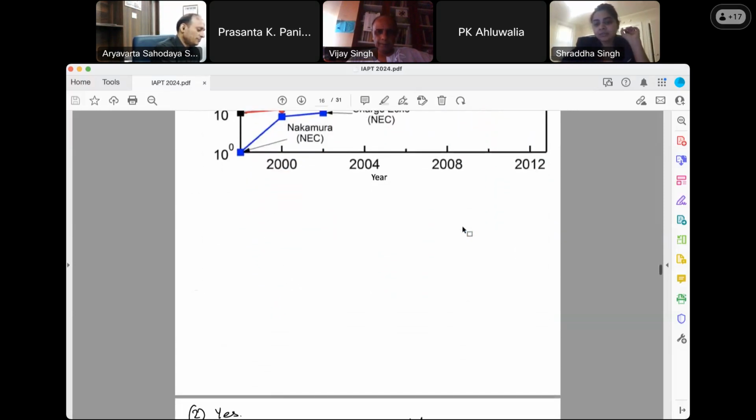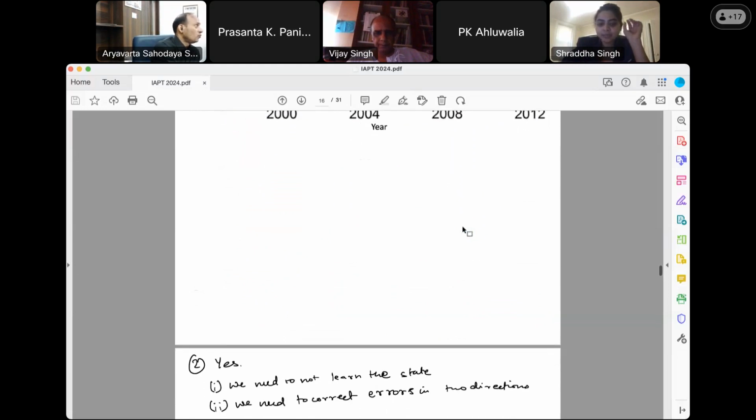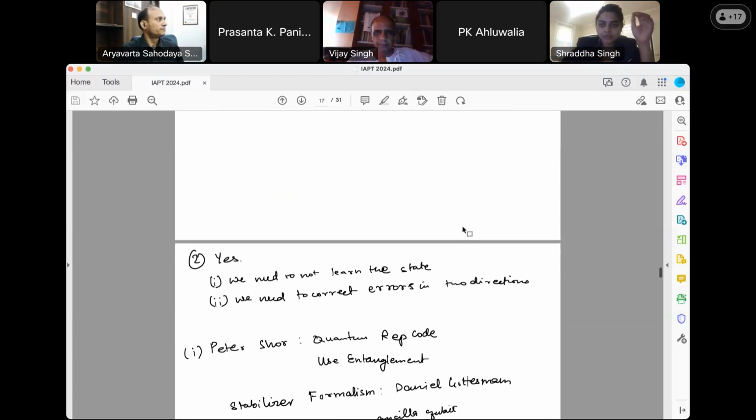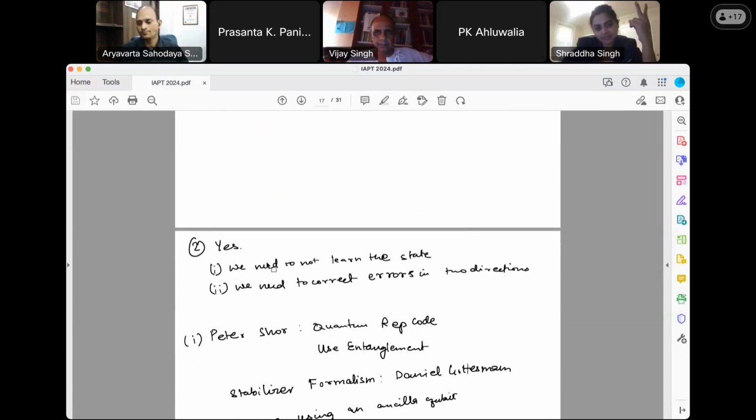And the answer is yes, and the problem was essentially solved by Peter Shor. Error correction in quantum entails two tasks. One, you can't learn the state, so it's going to be hard to compare whether two bits are the same or not, like we were doing in the repetition code. And the second thing is that we need to correct errors in two directions. We need to correct Pauli X errors as well as Pauli Z errors.